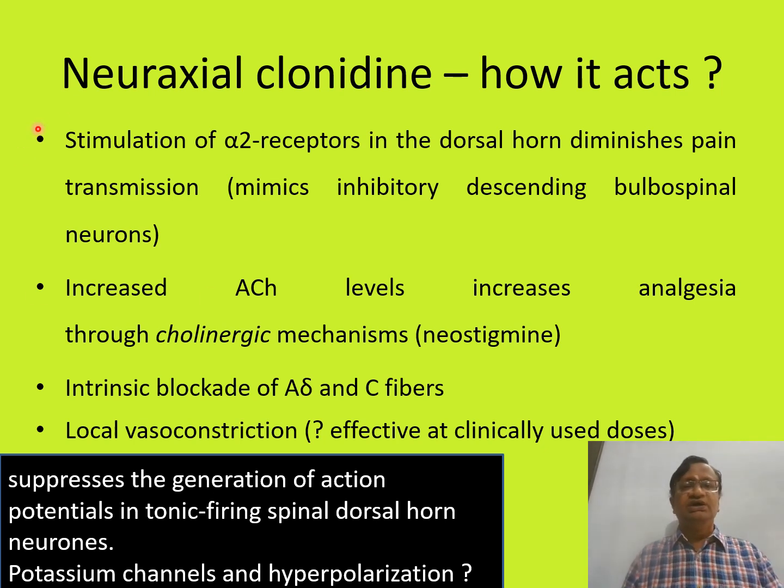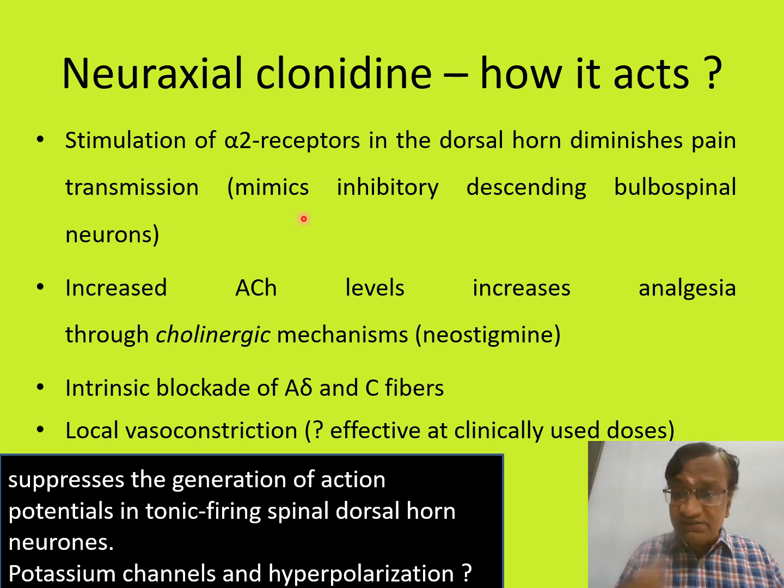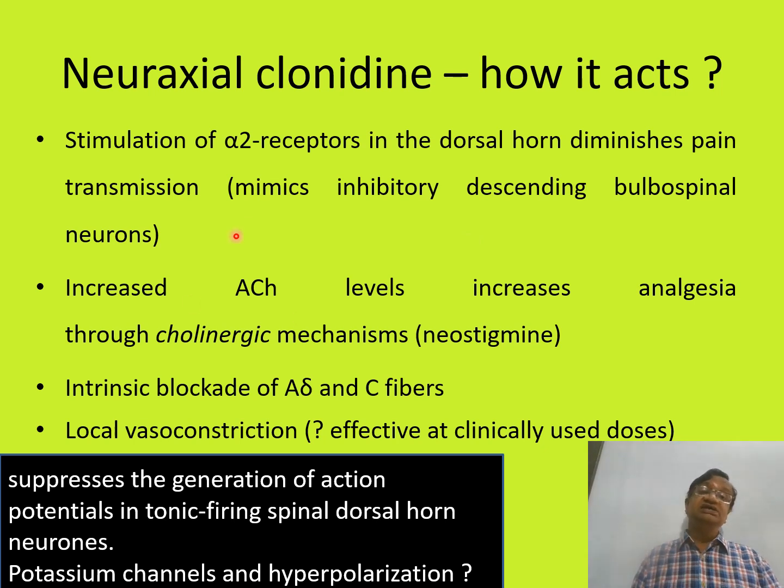Hypotension. Neuraxial clonidine. How does it act? Okay, now we have given IV, IM, oral. All these things act. How does it act if you give into the spinal? There is a presence of alpha 2 receptors in the dorsal horn. So it stimulates this, thereby causing antinociception, increased acetylcholine, cholinergic mechanisms. That is what neostigmine was used for previously. Intrathecal neostigmine produces good analgesia.